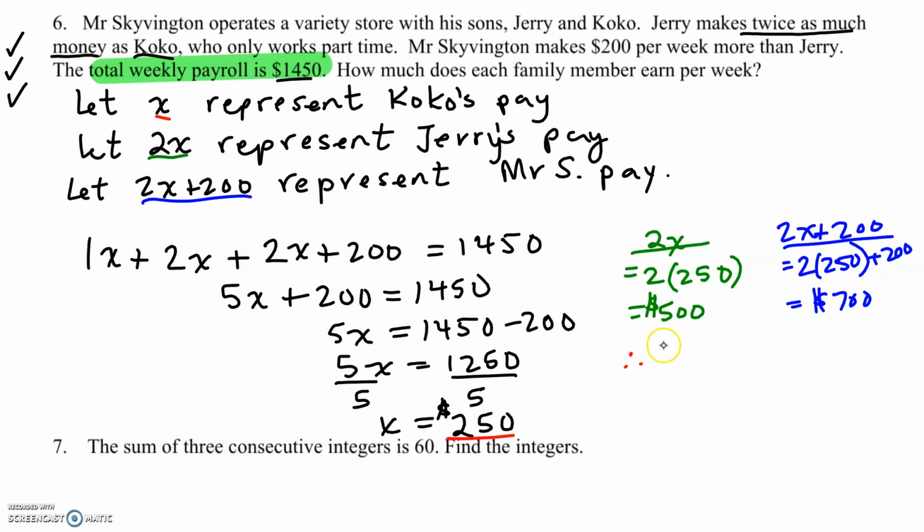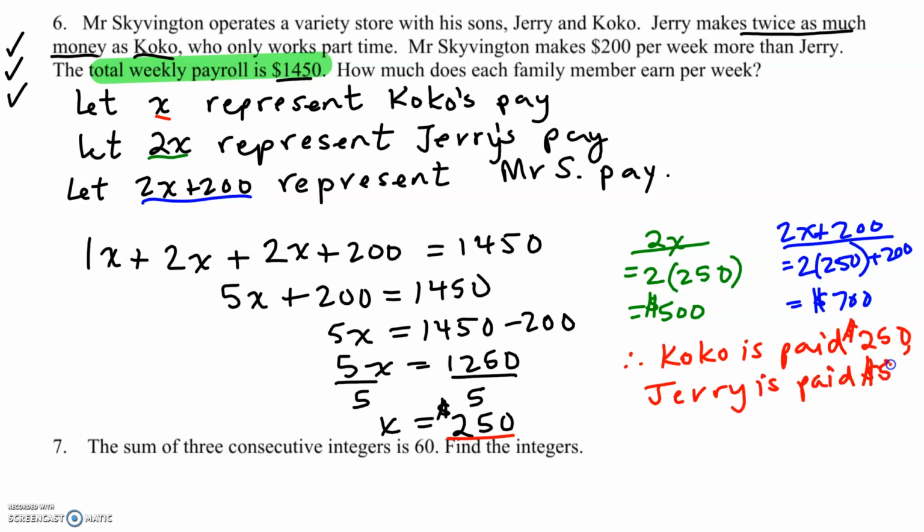Therefore, Coco is paid $250. Jerry is paid $500. And Mr. S is paid $700. And you can always go back and check. Those 3 numbers should add up to $1,450. So 500 plus 700 is 1,200, plus the 250 gives me the $1,450. And I did my last step, which is the therefore sentence.